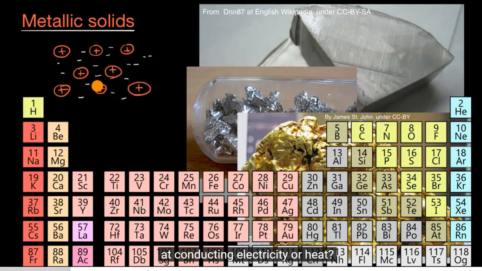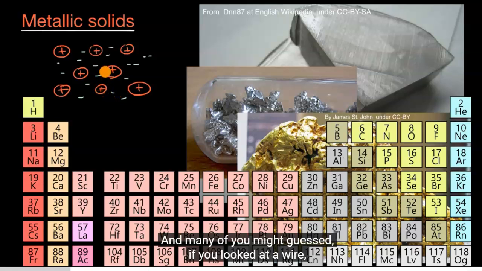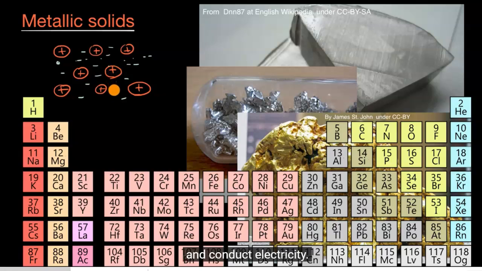How good do you think this will be at conducting electricity or heat? And many of you might guess, if you looked at a wire, wires are made out of metals because they are excellent at conducting electricity, or they tend to be excellent at conducting electricity because you have all of these electrons that can move around. And so if you apply a voltage, they will start moving and conduct electricity. And those electrons can also be good at conducting thermal energy or heat.